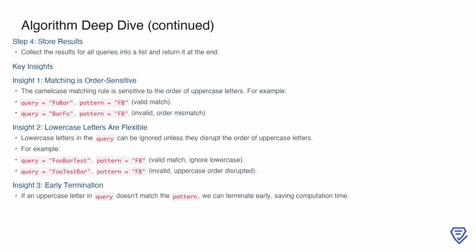There are some important insights to keep in mind about this algorithm. First, Camelcase matching is highly order-sensitive, meaning the sequence of uppercase letters in the pattern must strictly follow their respective order in the query. For example, a query like FooBar matches a pattern FB, but BarFoo does not. Second, lowercase letters in the query offer flexibility, they can be ignored unless they disrupt the uppercase order. This allows queries like FooBarTest to match FB, but not FooTestBar, where the order is broken.